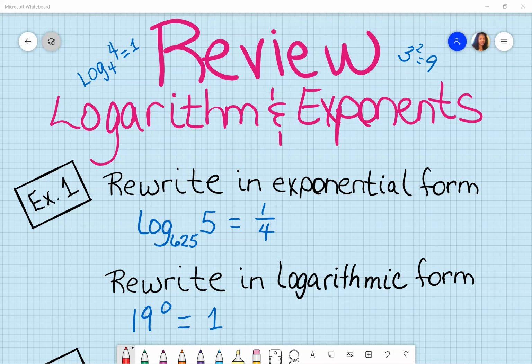Hello all, let's go ahead and do a quick review on logarithms and exponents. So the first example, we are going to rewrite in exponential form.